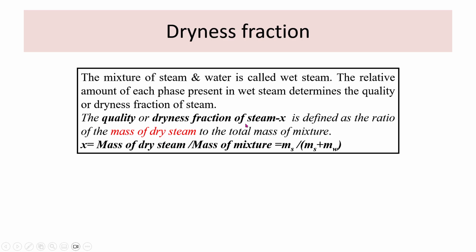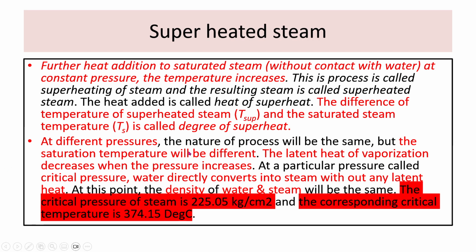Suppose the quality or dryness fraction of steam is X. It is defined as the ratio of the mass of dry steam to the total mass of the mixture. That is, X equals MS over MS plus MW, where MS is the mass of steam and MW is the mass of water. So this is called the dryness fraction.